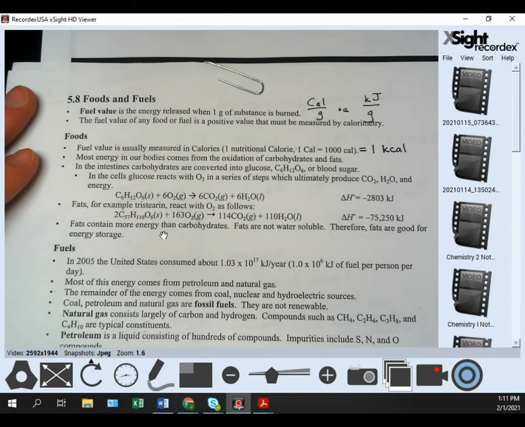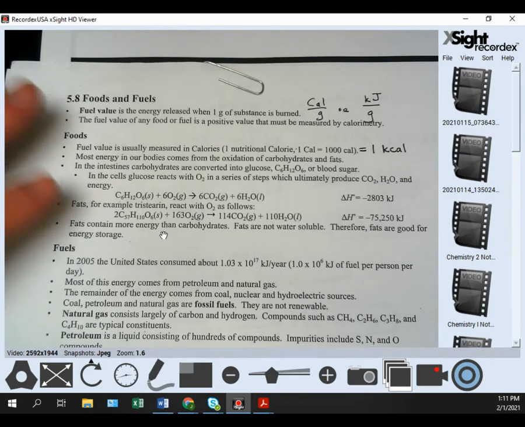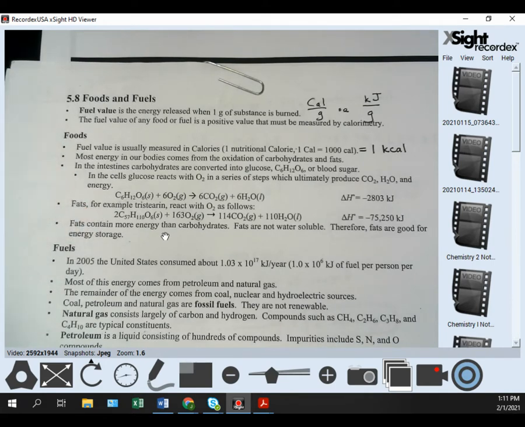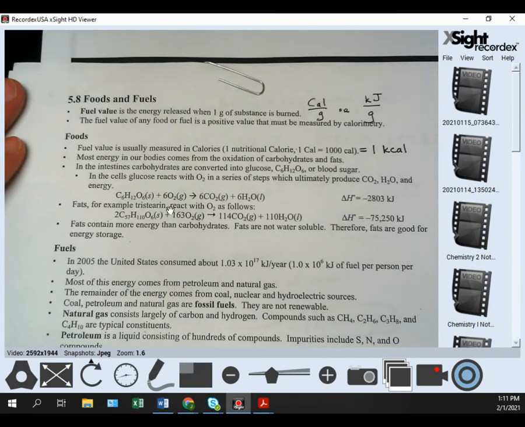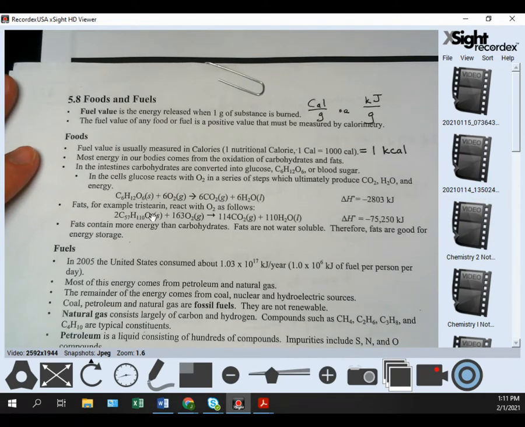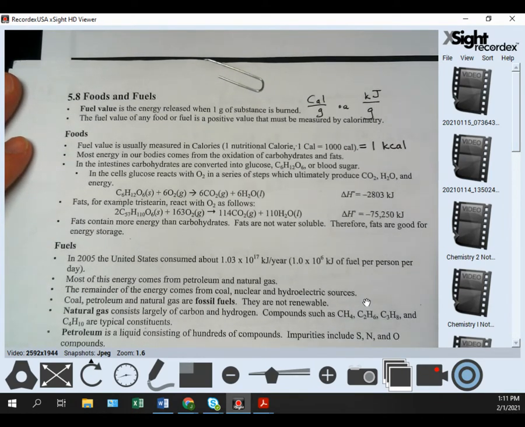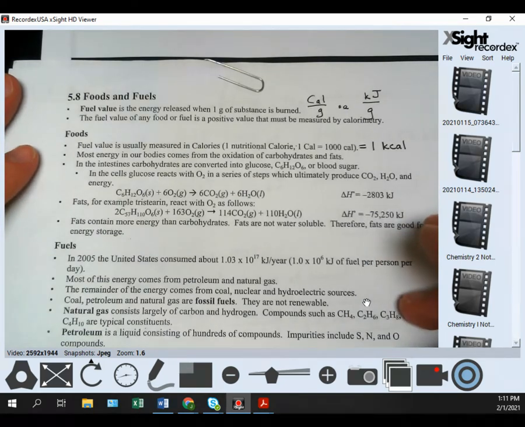Okay. Then they're giving another example of this, tristearin, which is an example of a fat reacting. Same type of concept though. You can see the balancing of it is a lot crazier. All right, so then they just give some other facts about fuels.